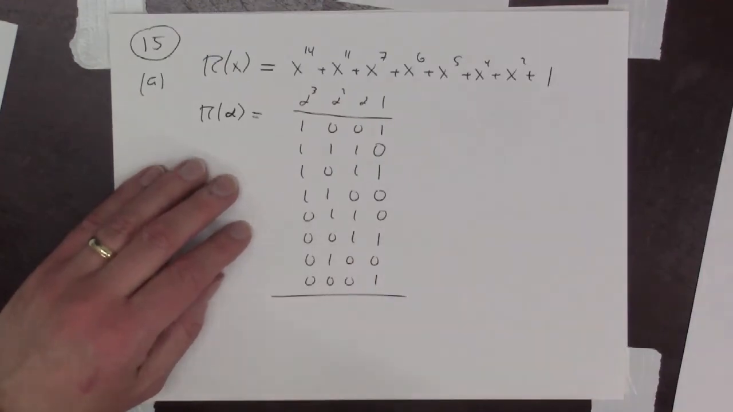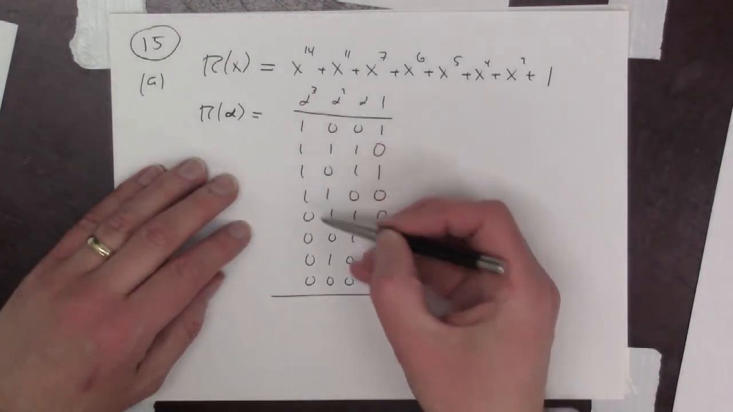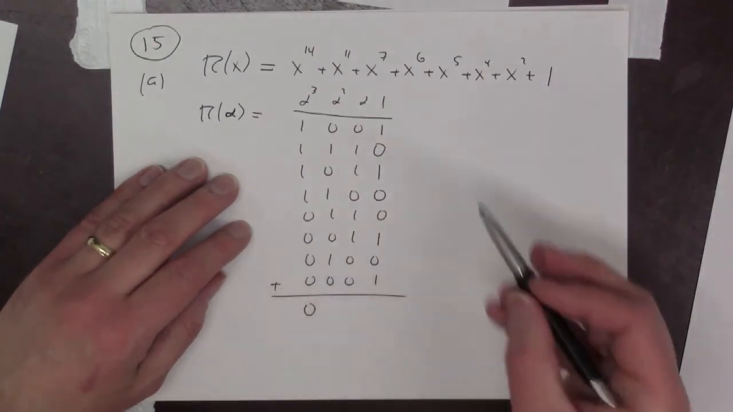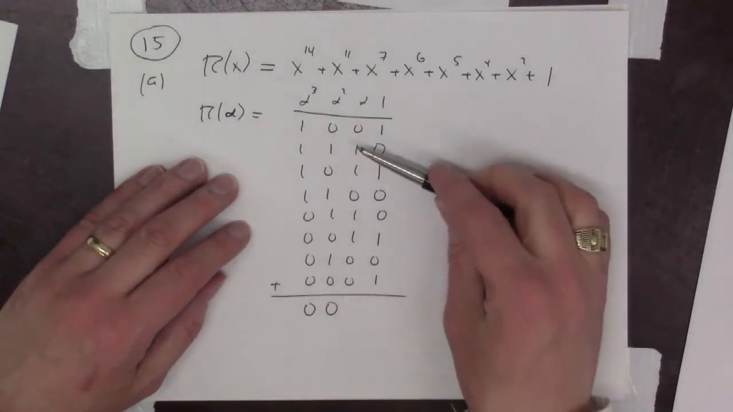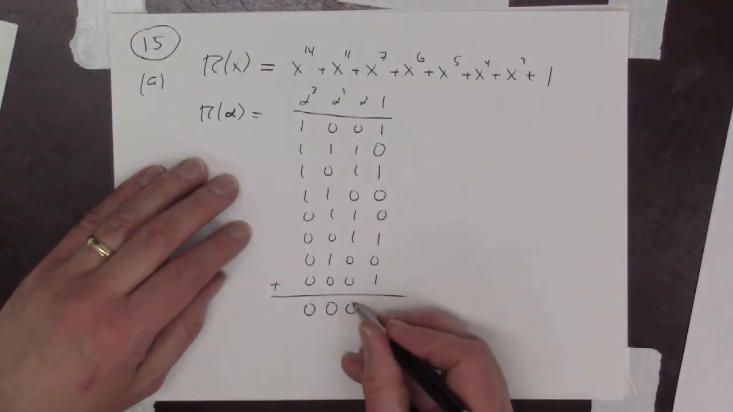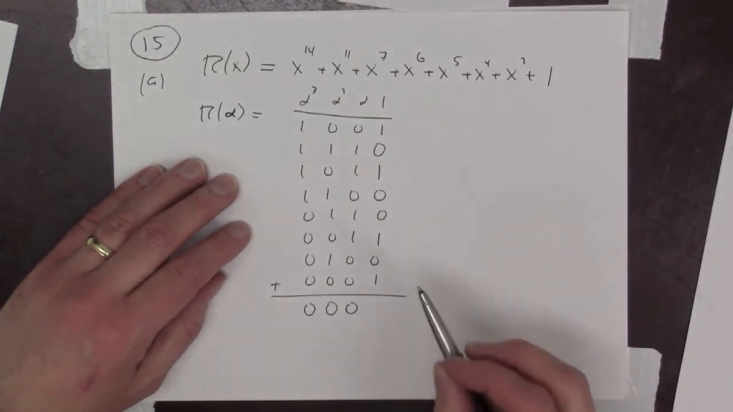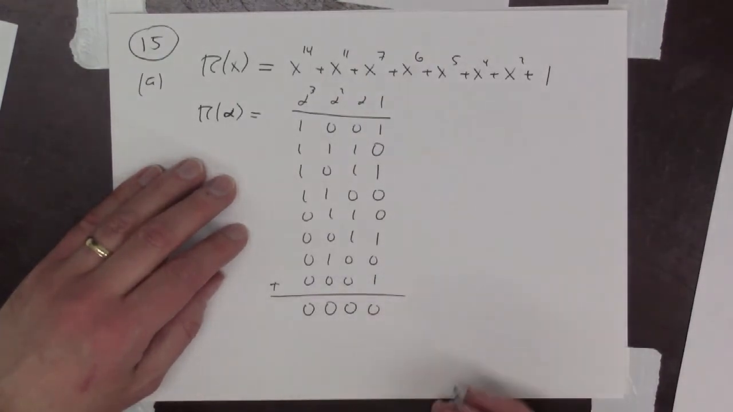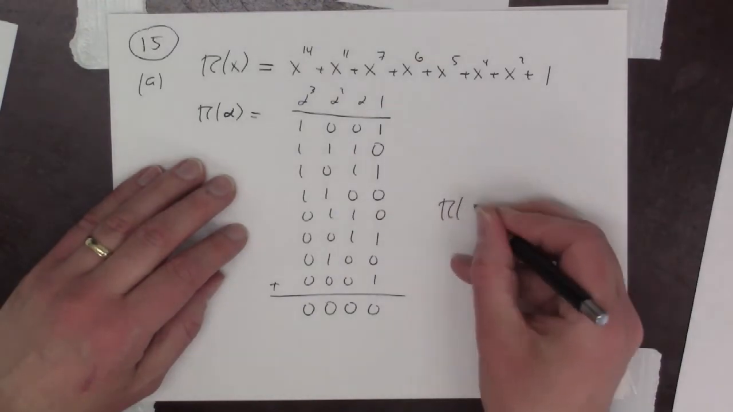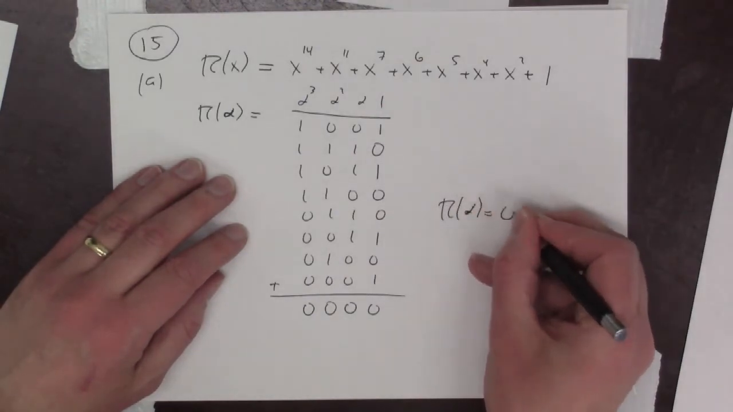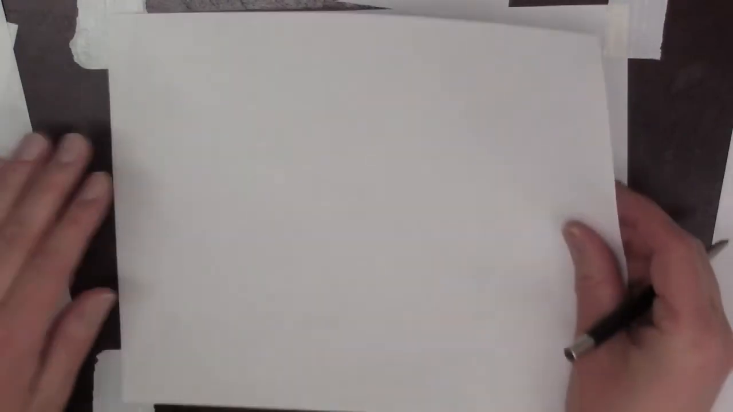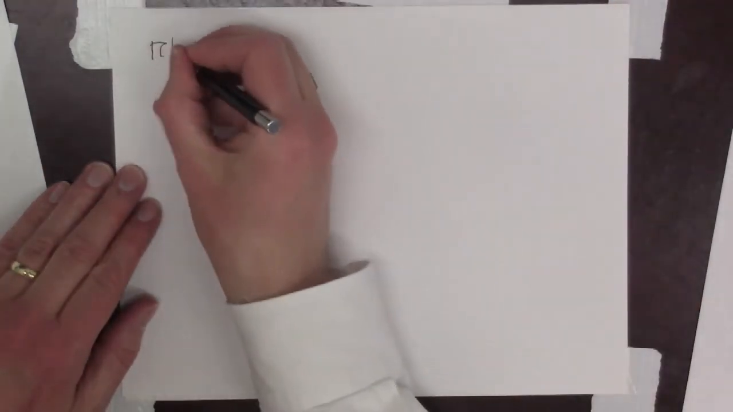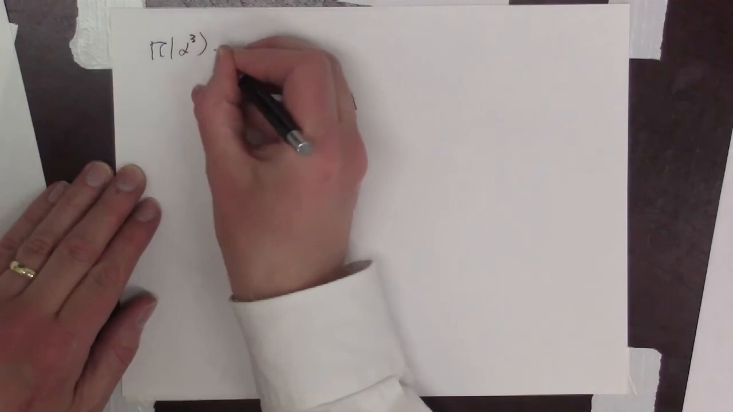Okay, now we add this thing up. 1 plus 1 plus 1 is 0. 1 plus 1 plus 1 plus 1, 0. As having happening about 2. 1 plus 1 plus 1 plus 1, 0. 1 plus 1 plus 1 plus 1, 0. So r of alpha is 0. Okay, don't give up hope yet. We have to compute r of alpha cubed also.